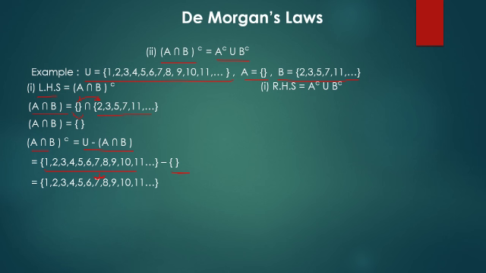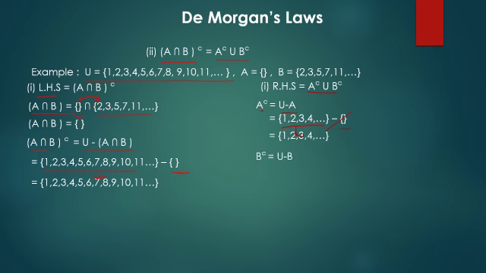Right hand side, A complement union B complement. First we take A complement. We take the difference of set A with the universal set. Universal set with empty. So that is the universal set itself.